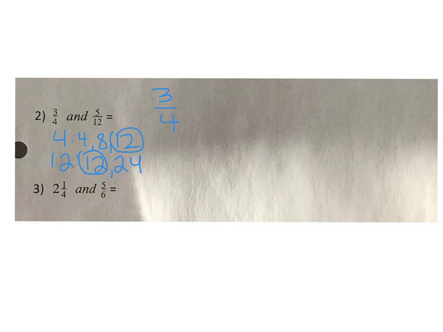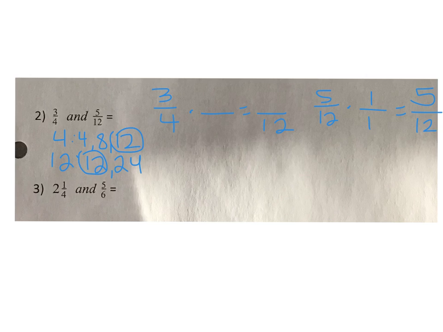So 3/4 times what equals something with the denominator of 12? And then 5/12 times what equals something with the denominator of 12? Well, I know that one's going to be the same. So I'm going to multiply it by 1/1, which just gives me 5/12. So that one stays the same. That one's easy.